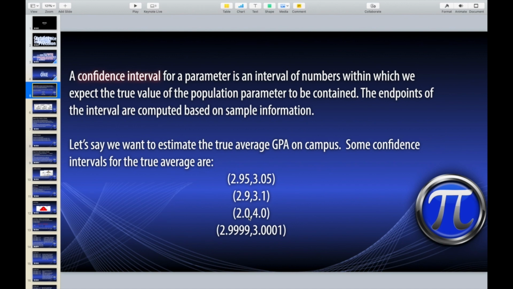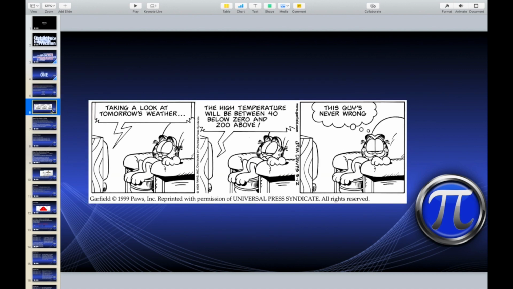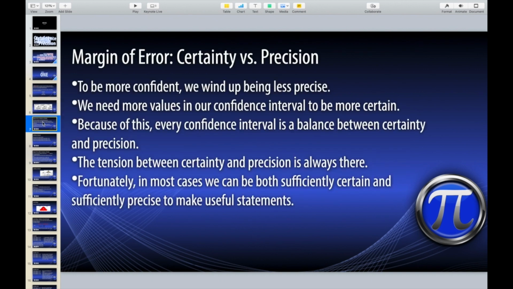In that case, sometimes we have to decide, do we want to be confident in our answer, like the third one here, or do I want to have a lot of precision and nail it down to a specific value, right? And what we find out is that we have to balance these two things out. Do I want precision? Do I want to be confident, right? Sometimes we have an interval that is so wide that it is totally useless, like this one. The high temperature tomorrow will be between 40 below zero and 200 above zero, right? There's no point. That is absolutely worthless because the width is so wide, it covers every possible combination, okay? A confidence interval tries to balance certainty versus precision, okay?